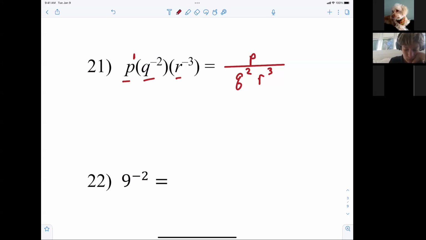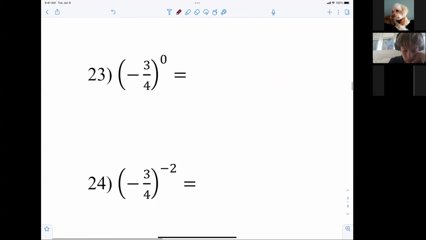All right, let's check out 23. Anything to the 0 power is 1. All right, that is just 1. That was kind of easy. And you can do that on your calculator too, if for some reason you forget. Make sure you put parentheses around it. Jolie, if we put it as -3/4 to 0, would we get it wrong? Yeah, because anything to the 0 power is what? 1.